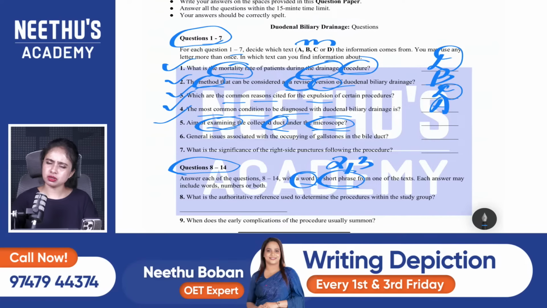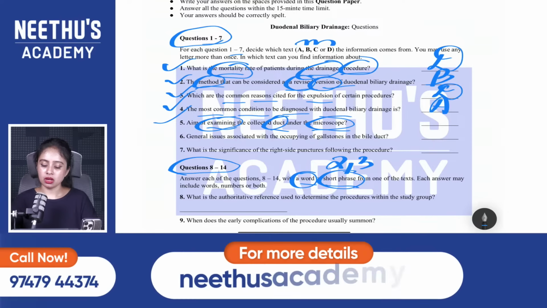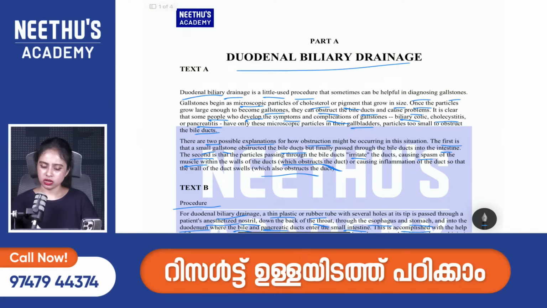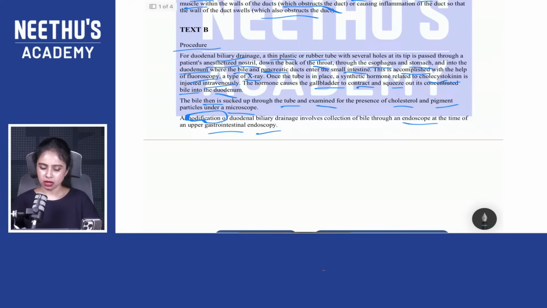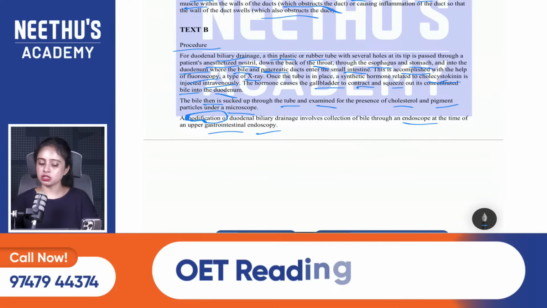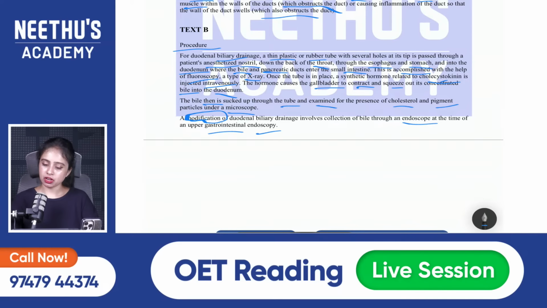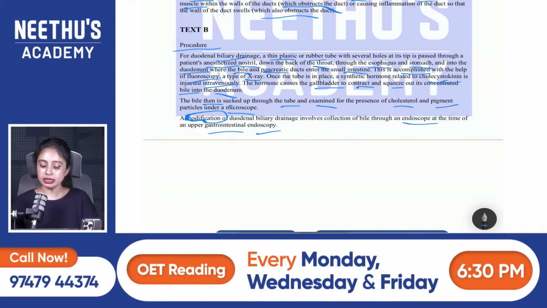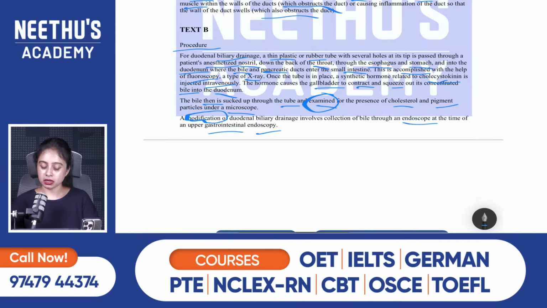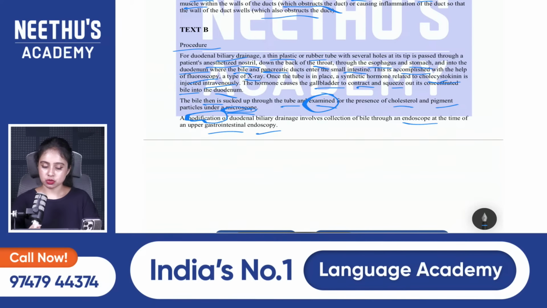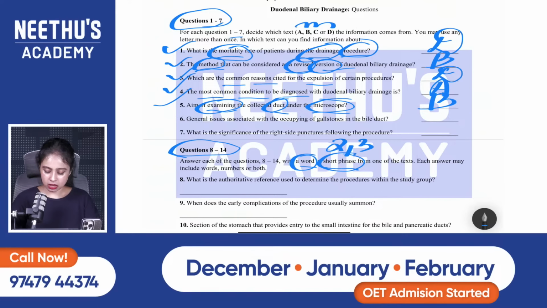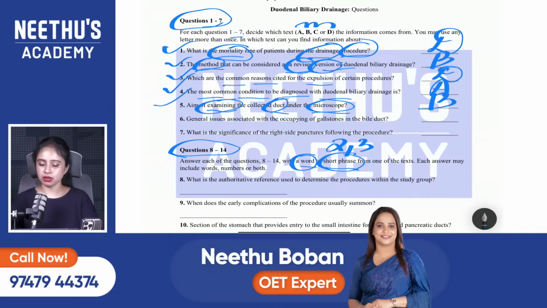So what about the fifth question, guys? Examination, duct and microscope. The duct is already mentioned in text A. But examination through a microscope is mentioned in text B, because the detailed explanation of the procedure is in B, right? Very good, Sharanya. The answer is in B. The bile is then sucked up through the tube and examined for the presence of cholesterol and pigmented particles under a microscope. So the answer is from B. Yes, Sharanya, Shubhajit, Tanuja, Susan. Very good.